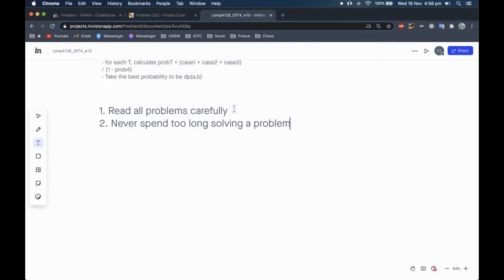Also, just taking a break from the current problem may give you some inspiration when you come back to it. So yeah, never spend too long solving a problem. Have a 10-minute limit. If you have 10 minutes and you haven't made progress, switch problems.